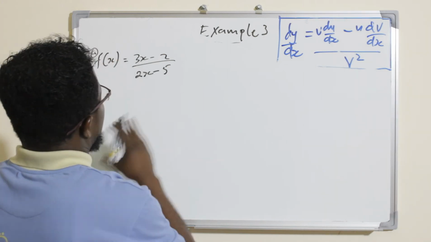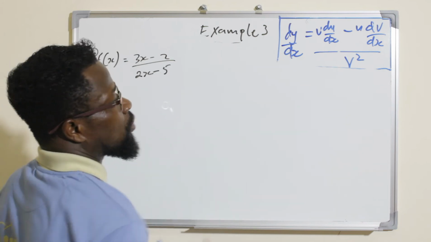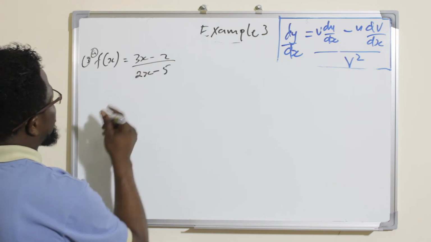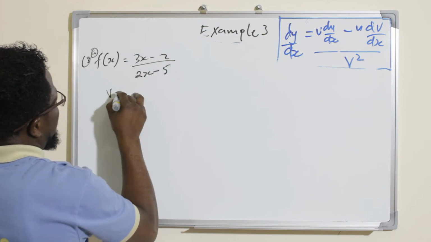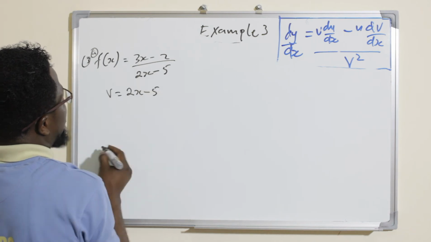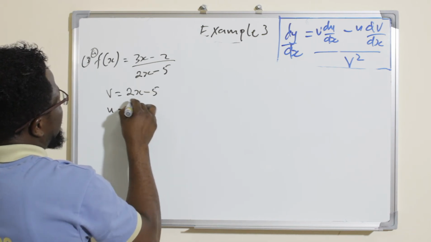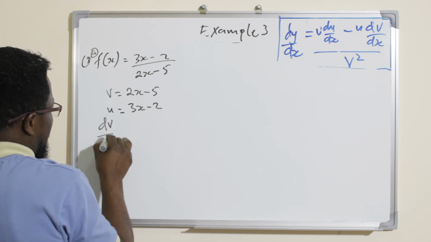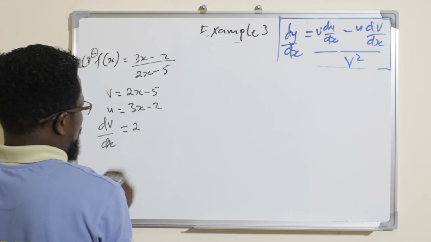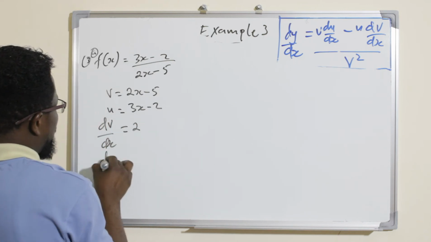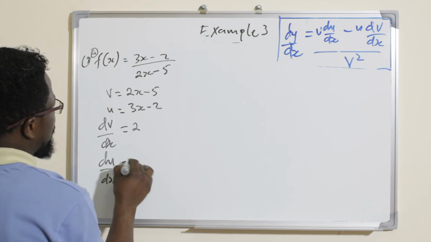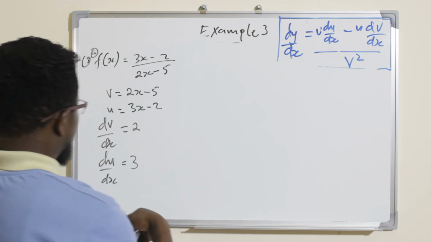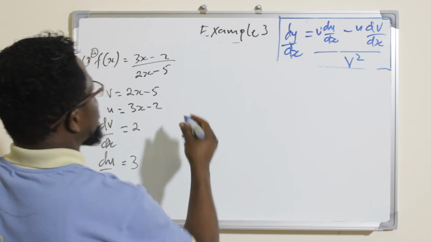In 3a, we are going to still make use of the quotient rule. So if you want to make use of the quotient rule, we look at this and ask, where is our v? Our v is 2x minus 5. Our u is 3x minus 2. So we find dv dx, and that is giving you 2. And then you find du dx, which is also giving you a 3. Now we have gotten all the terms, so let's do substitution.